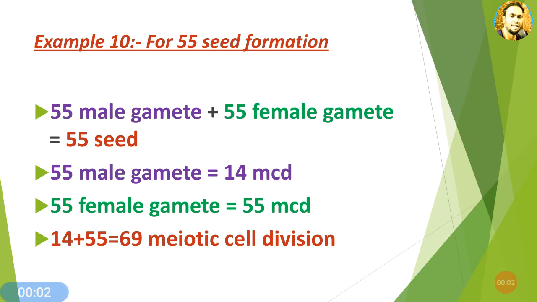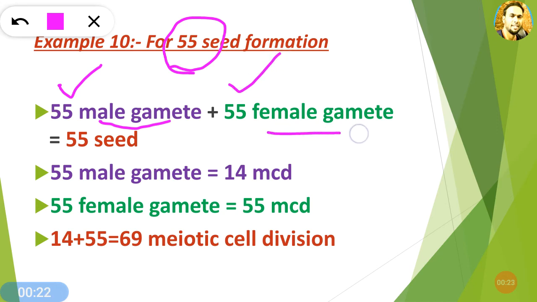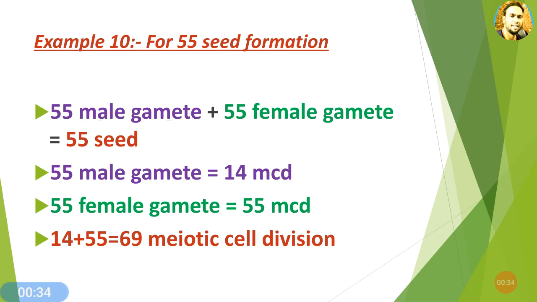Now in this lecture, I am explaining example number 10. In this example, we'll see how a plant produces 55 seeds. For the production of 55 seeds, 55 male gametes are required, as well as 55 female gametes. When 55 male gametes fuse with 55 female gametes, it will produce 55 seeds. Now we'll see how these 55 male and female gametes are produced, and how many meiotic cell divisions are needed for that formation.